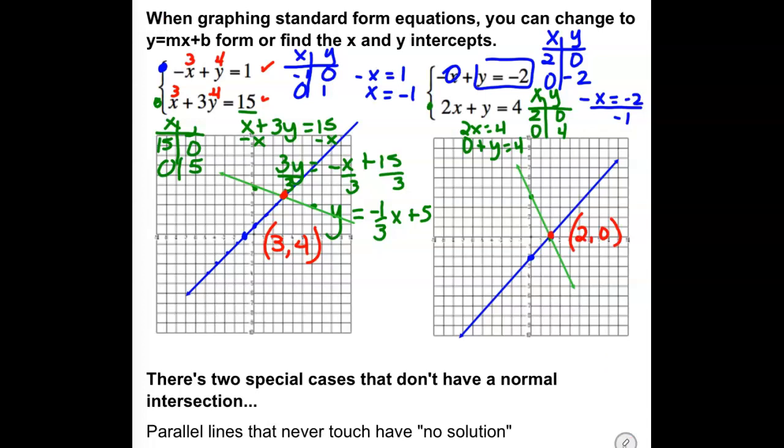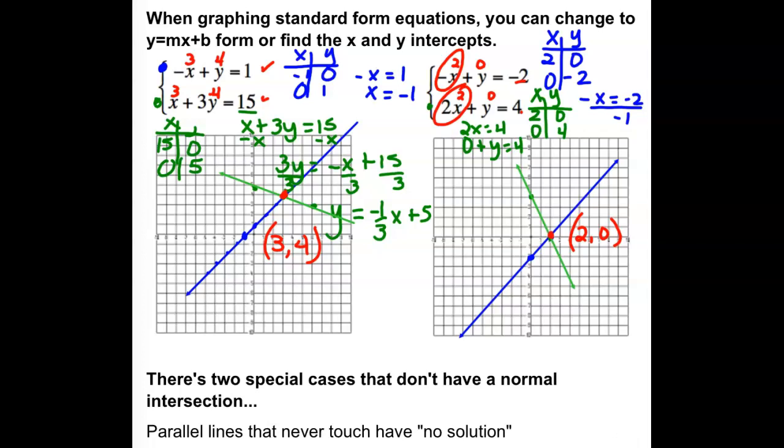Again, we can check that in our equations. It does have to work in both of them. So if I put in a 2 and a 0, I get -2 plus 0 is -2. If I put a 2 in here and a 0, I get 4 plus 0, which is 4. So it is the correct solution.